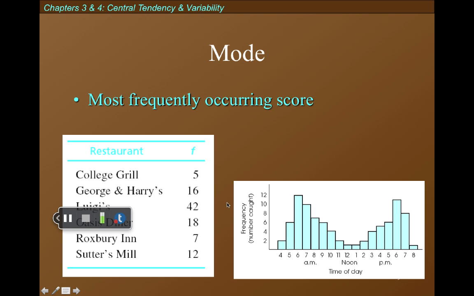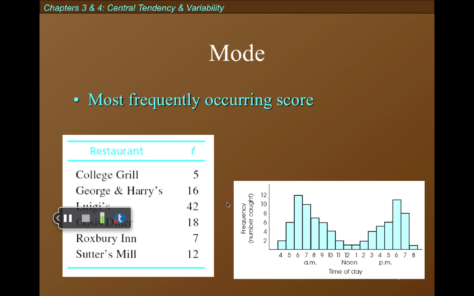The mode is just the most frequently occurring score, and it's usually not really used in descriptive statistics very much, except maybe just kind of as an extra freebie. So if you just need a little bit of extra information, you might tell what's the most frequently occurring score. Sometimes it's meaningless. And in this one, we've got restaurants around campus, and we say that the most frequently attended restaurant is Luigi's at 42, and so you would just say the mode was 42.